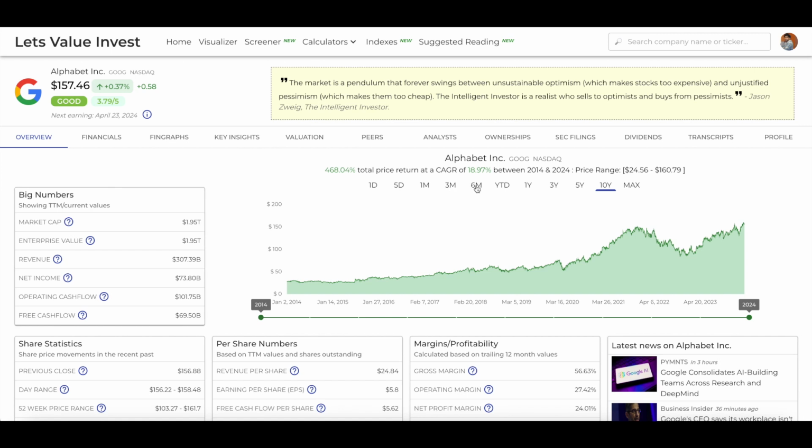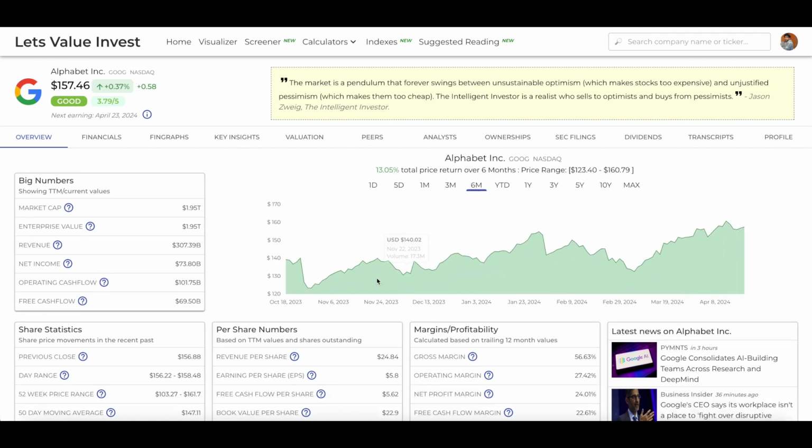When you go to tabs that are for less than a year, the compounding rate is meaningless and you just see the total stock return along with the price range.